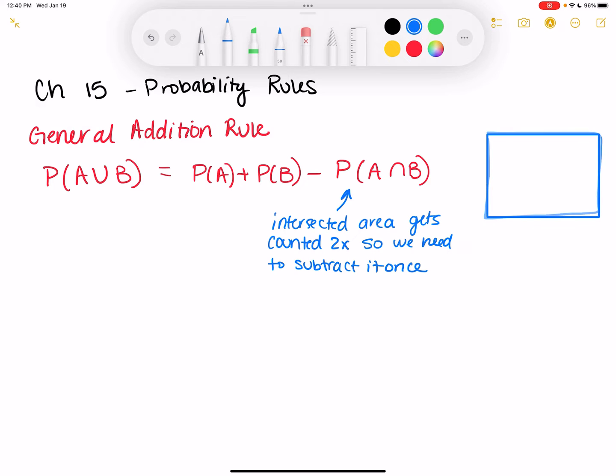So why do we learn one addition rule and then change it? They're for 2 different things. Remember the other one was for disjoint or mutually exclusive?